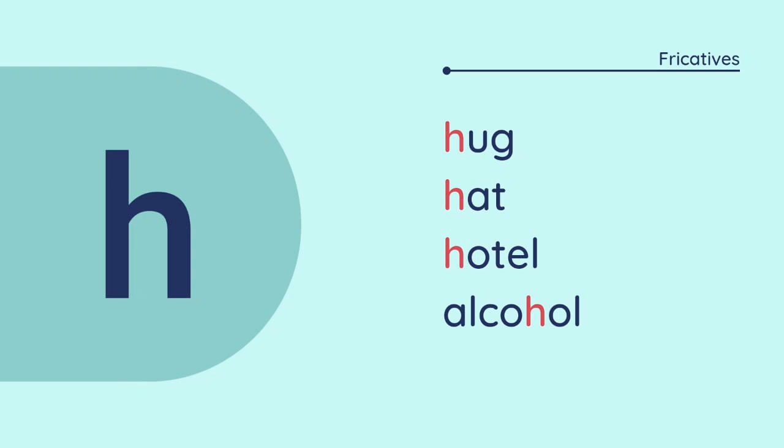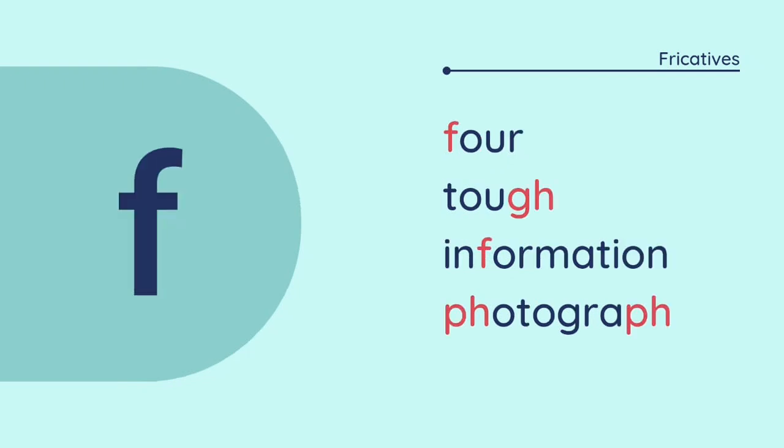We have also consonant letter H, with examples as hug, hat, hotel, alcohol. Then we also have consonant sound f, as in for, tough, information, photograph.